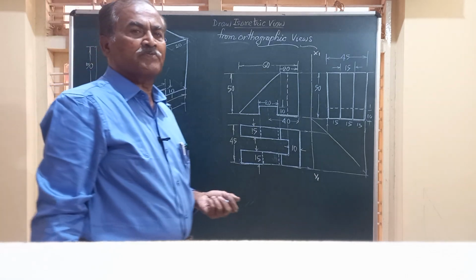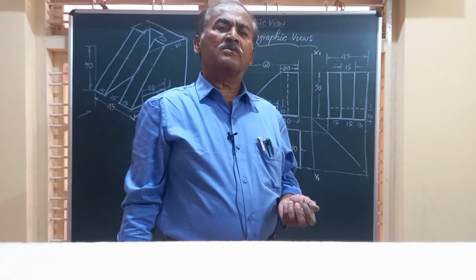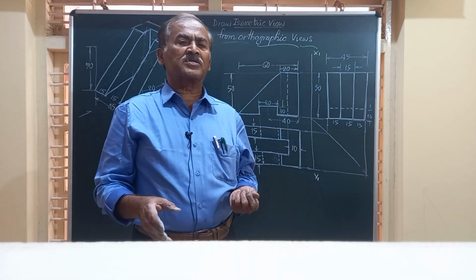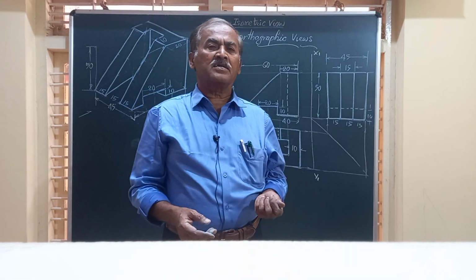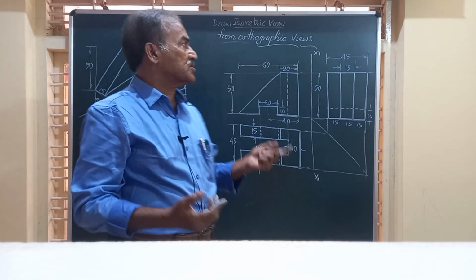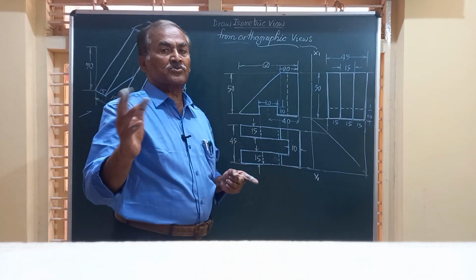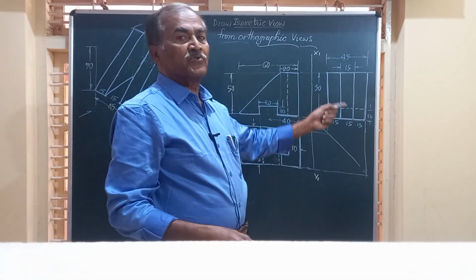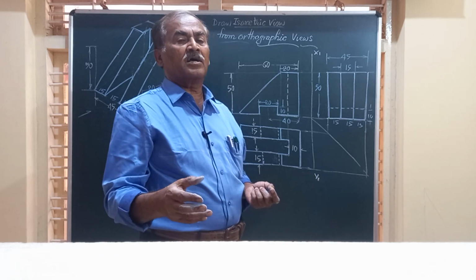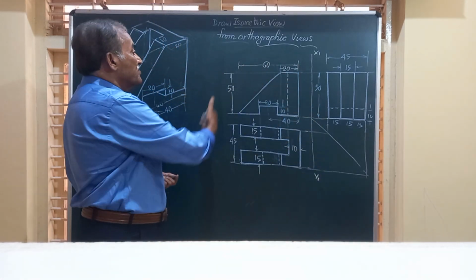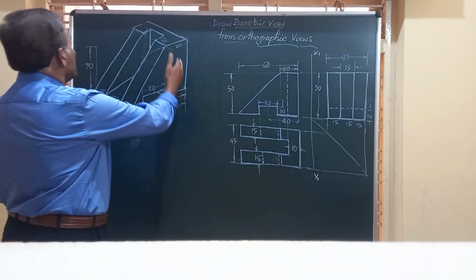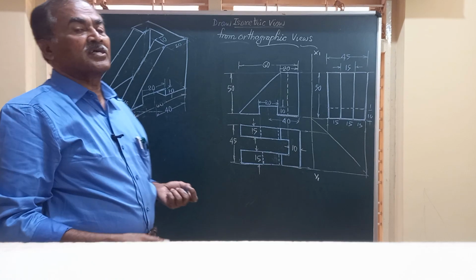Friends, I hope the presentation was interesting. Please go through the complete video. In almost all universities across the country, there are two methods of asking this question. Given the isometric view, they will ask you to draw the orthographic views of the solid or any component, a casting, etc. Or given the orthographic views, you will be asked to draw or obtain the isometric view of the solid.